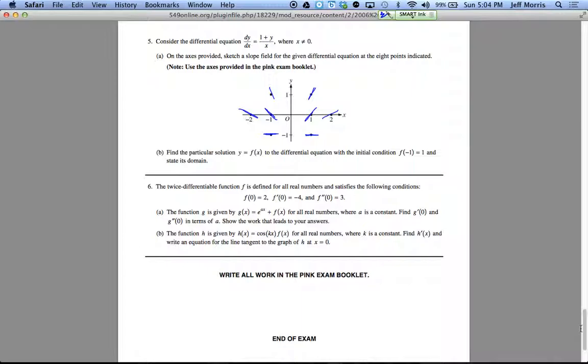All right, find the particular solution. This is the easy part, I think. If you get this right. All right, watch. Okay, this answers that question, Lizzie.